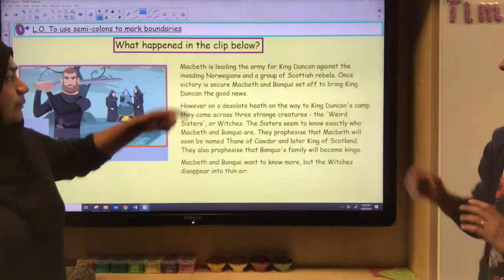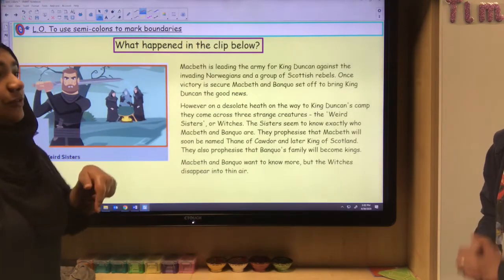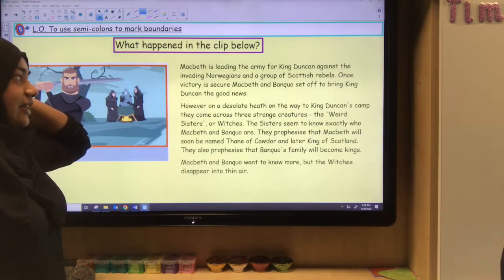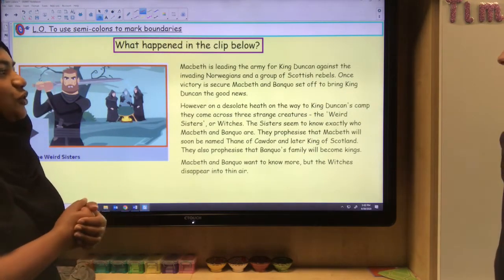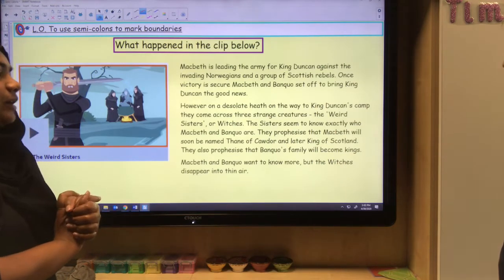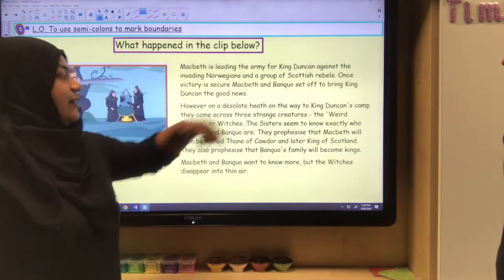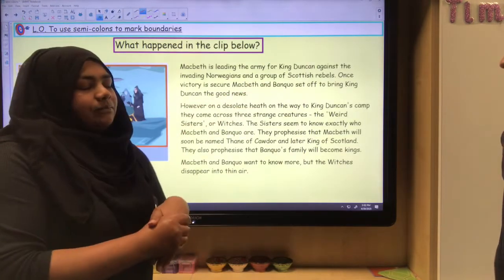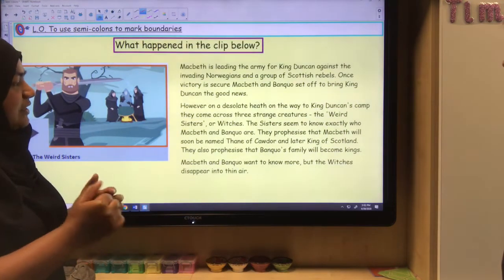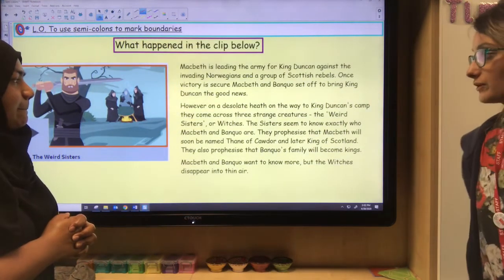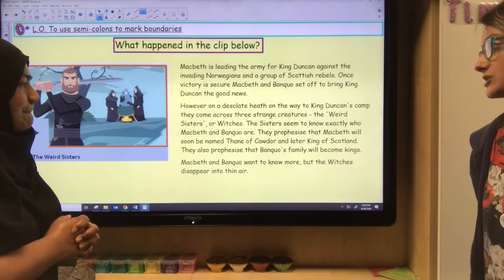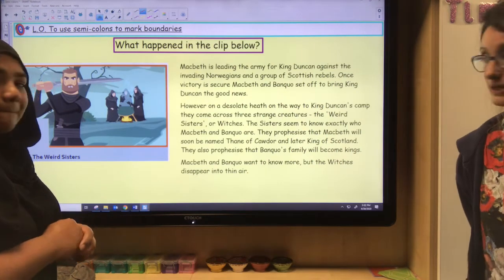So let's have a look. I'll read the first paragraph, you can read the next. So we know that Macbeth is leading the army for King Duncan against the invading Norwegians and a group of Scottish rebels. Once victory is secure, Macbeth and Banquo, so these are two of the main characters here, Macbeth and his compadre, his friend, Banquo, set off to bring King Duncan the good news. Mrs. Gale? However, on a desolate heath on the way to King Duncan's camp, they come across 3 strange creatures, the Weird Sisters, or witches.